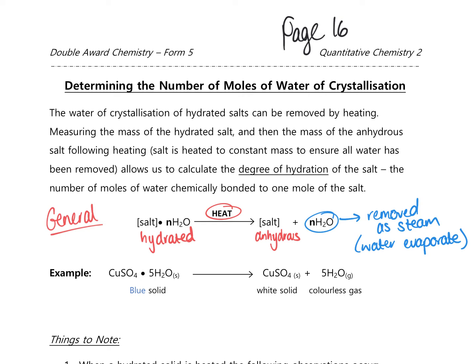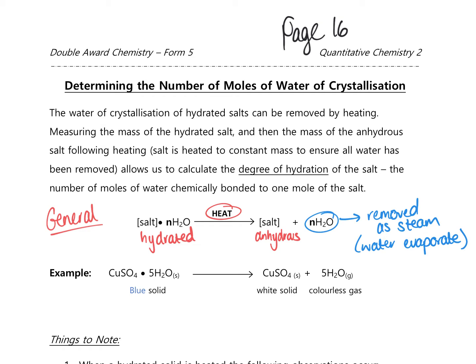So essentially we'll be able to measure the mass of the hydrated salt at the start of the experiment. We'll be able to measure the mass of the anhydrous salt at the end of the experiment after we've removed all the water. And we'll be able to use that to get the ratio of our anhydrous salt to water, and that gives us our formula.